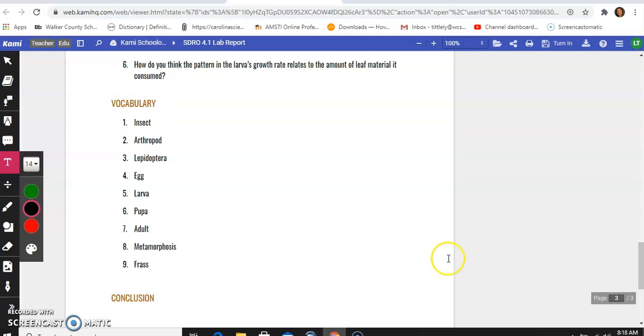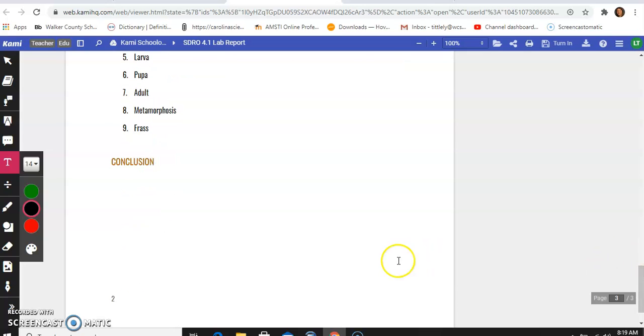You have a few vocabulary words that you need to look up in the glossary in the back of the online textbook. If they happen to not be there, then you can use another online source like Webster's Dictionary. But please try to find these in the glossary in the back of the book first, because those are going to be the definitions that relate to how we're learning about these in class.